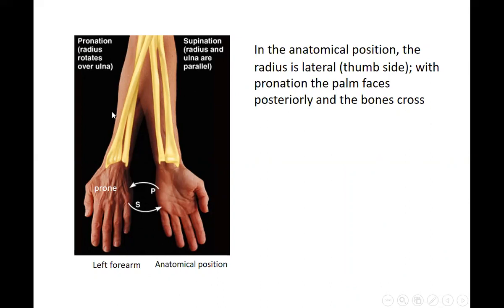You see here, this is called pronation. This position is called supination. This is the normal anatomical position. Radius is lateral and the ulna is medial. Now this position is called pronation. The radius rotates over the ulna. The radius which was lateral has now rotated over the ulna, so the radius is now crossing. Here they are both parallel to each other, but in this position the radius crosses the ulna.